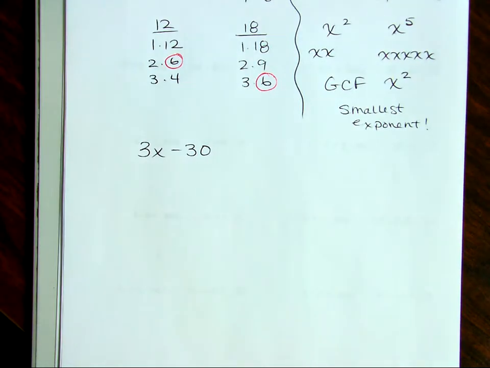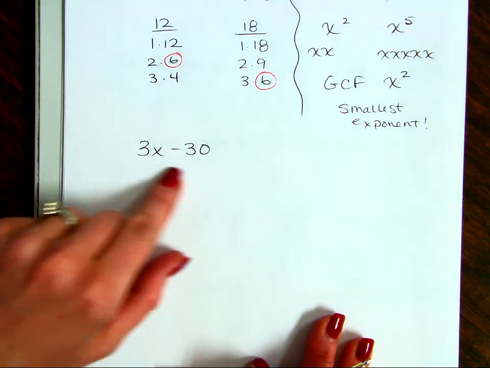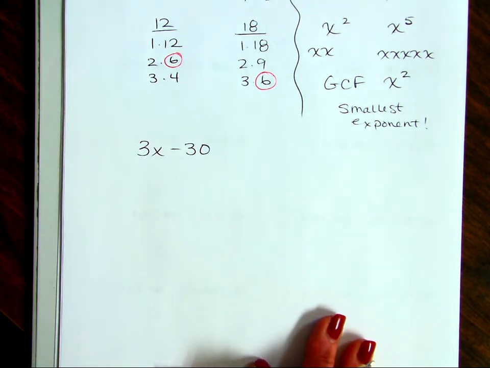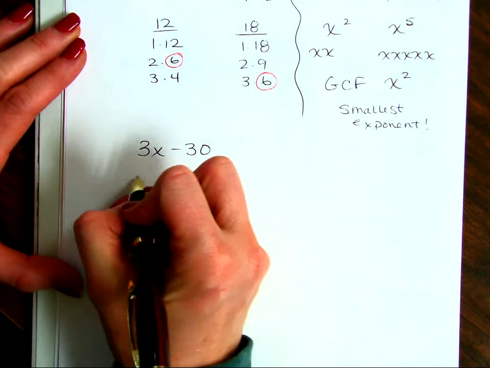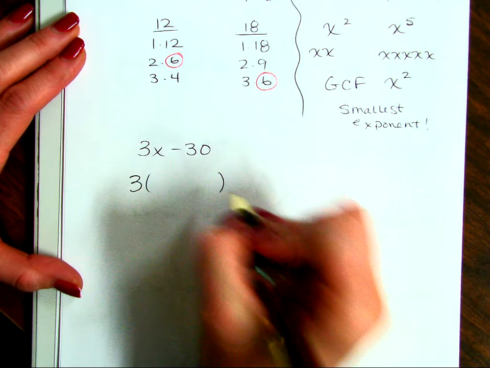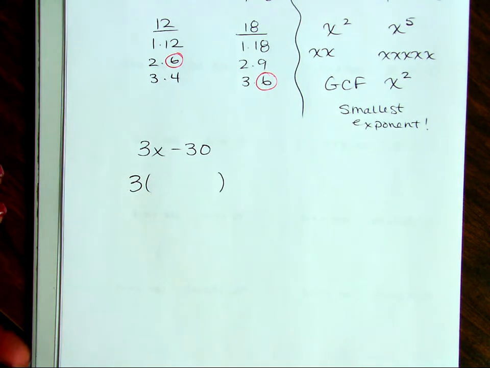This is something we may have done in 7th grade. I can't remember. If I were to ask you, what is the GCF of this, the greatest common factor of a 3x and a 30, you would say 3, right? Okay? Here's what factoring out is. It is the distributive property in reverse order.